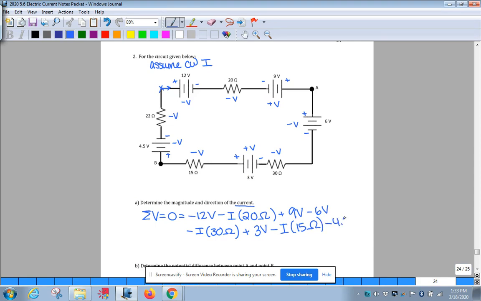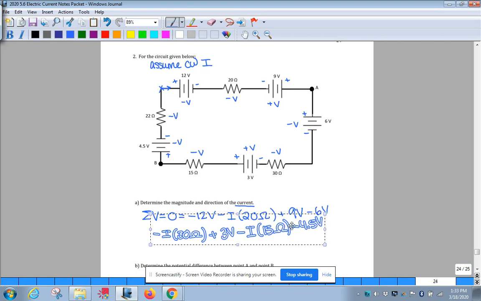minus 4.5, and almost there. I need a little bit more room. Okay, and then minus I times 22 ohms. Okay, so you're going to combine all like terms. So we're going to add up all the resistances. So negative 20 plus negative 30 plus negative 15 plus negative 22. So we're going to get negative I times 87 ohms.